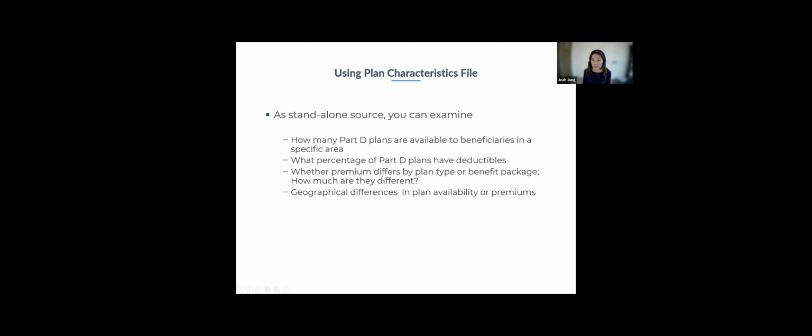Those are some interesting questions, and you can gauge how costly it is to provide more enhanced benefits, right? And also you can see the geographic differences in plan availability as well as premiums, and which area has the highest premium or is really expensive to have Part D plan coverage, right? So you can use this as a standalone source.